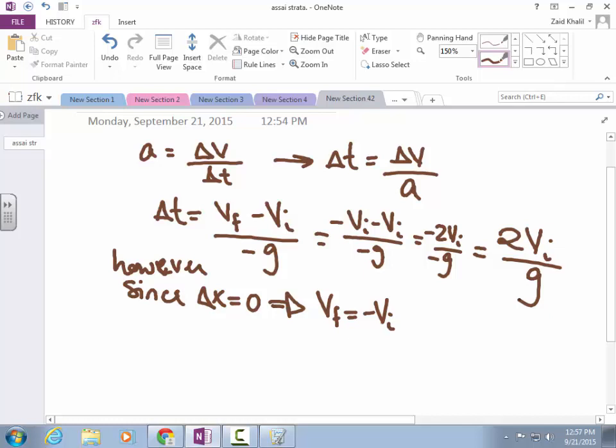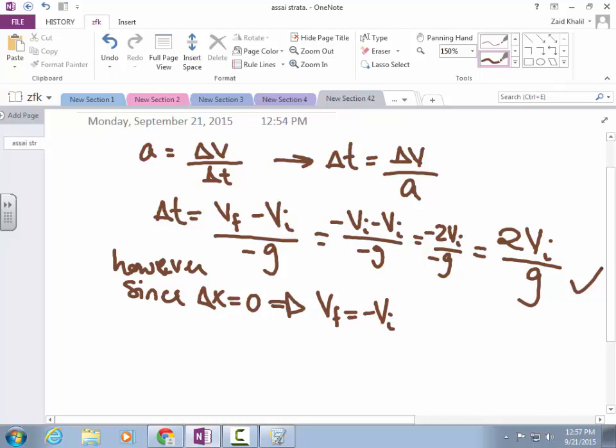Because it's directed in what direction? Up. And what about G? Is G positive? The answer is yes. Why? Because I said G is the magnitude of the acceleration of gravity. So that is physically possible. It's great. So there you have it. That is the time it takes to have a zero displacement.